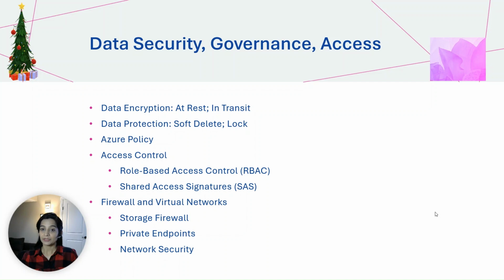Lastly, on this slide, we talk about firewall and virtual networks. The Azure Storage Firewall allows you to control access based on IP ranges, enabling you to permit or block traffic from specific sources. Private endpoints enable secure connectivity between your Azure Storage account and your VNets via a private IP address. They eliminate exposure to the public internet.